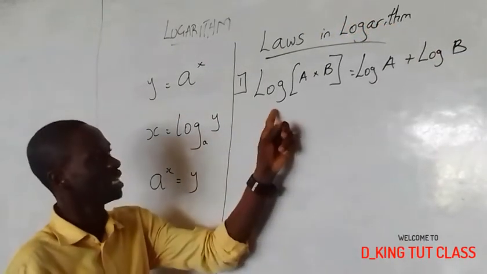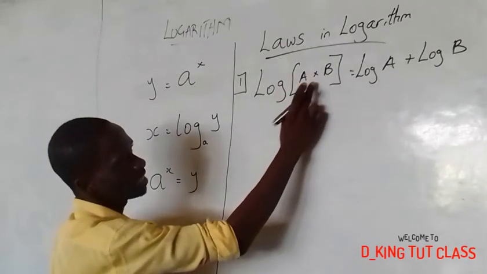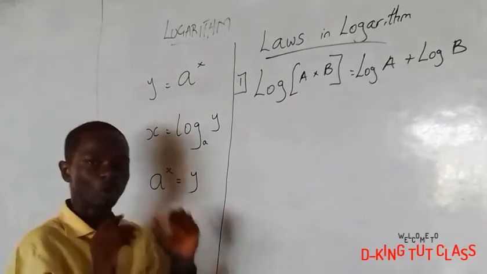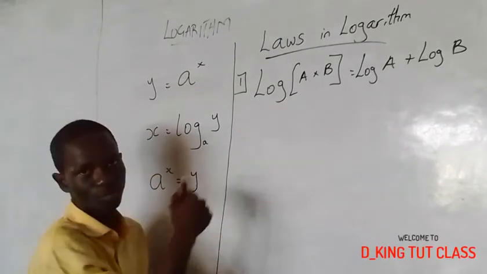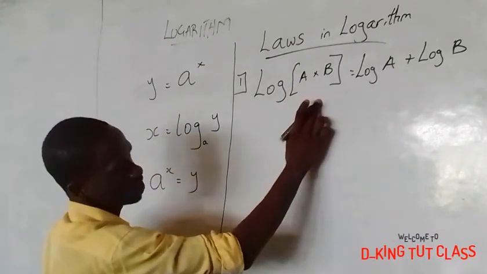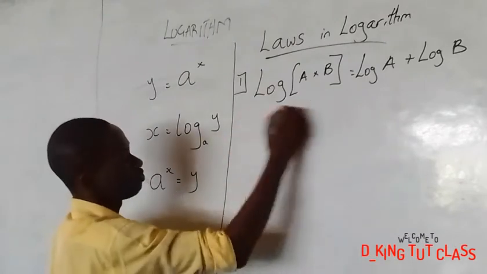So whenever you are given a logarithm expression, meaning log of a times b, now there is no base here, but I should have explained that. Look at it very well. Whenever no base is given, it's always base 10. So whenever any base is not written here, it's base 10. So if you have any expression of this kind, you can split it as log a plus log b. That's the first law we'll be considering.